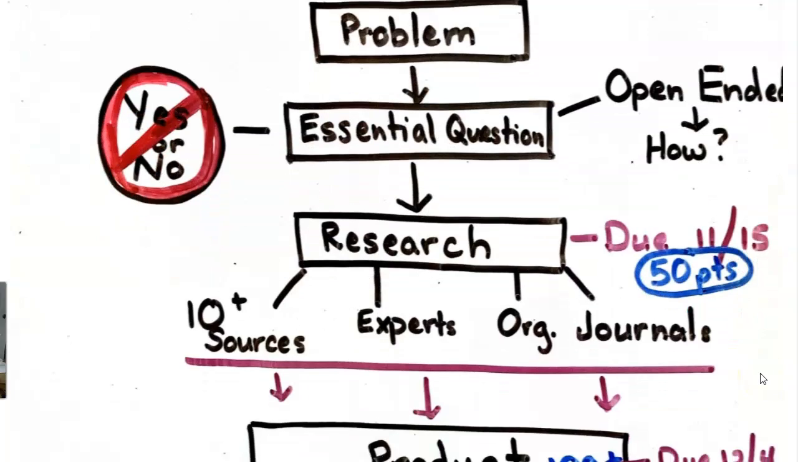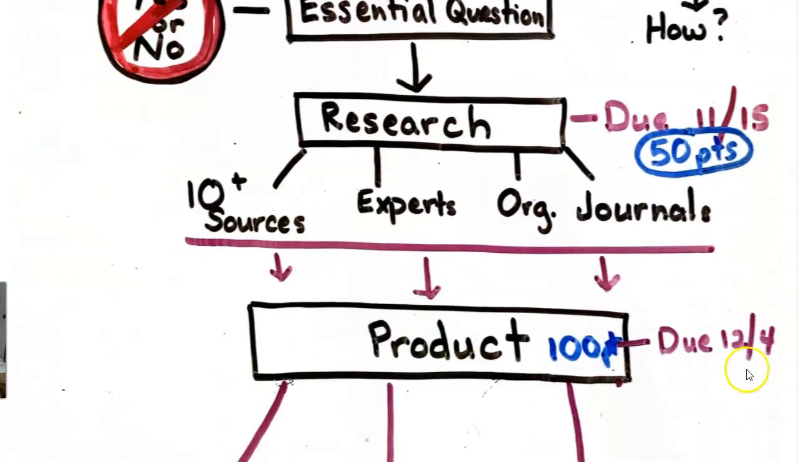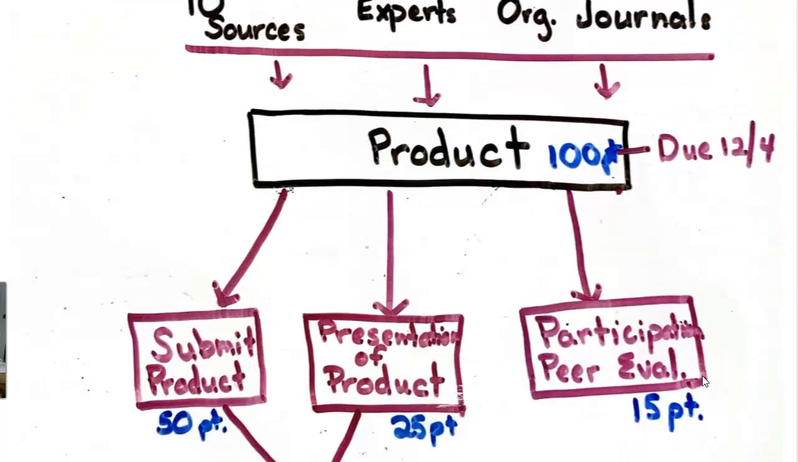Now from there, once you do that, you're going to start creating your product. And your product is worth 100 points, but what I've done is I've broken it down into 4 assignments for the product. All of them are due on December 4th. So the first thing you're going to do is you're going to submit your product, and then you're also going to create a video presentation of your product. You're going to submit the video presentation of your product to Go React.